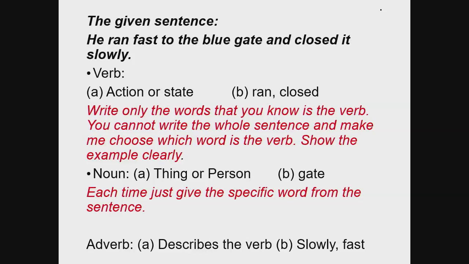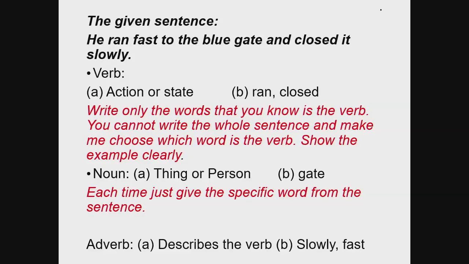The first thing I will ask you is verb. The function of the verb is an action or a state. If you look at the sentence, the verbs are ran and closed. Write only the verbs, the words that you know are the verbs. You cannot write the whole sentence and make me choose which one is the verb. If you write the whole sentence, then clearly mark the two verbs. If you mark all the words and I have to choose the verbs, I will only mark the first two underlined and the rest I will not mark, even if it's correct or not. So it's better to just write down the verbs.